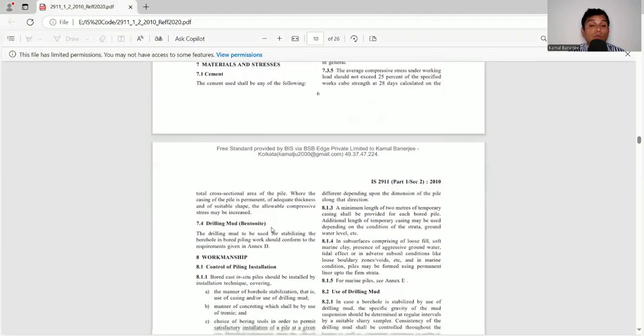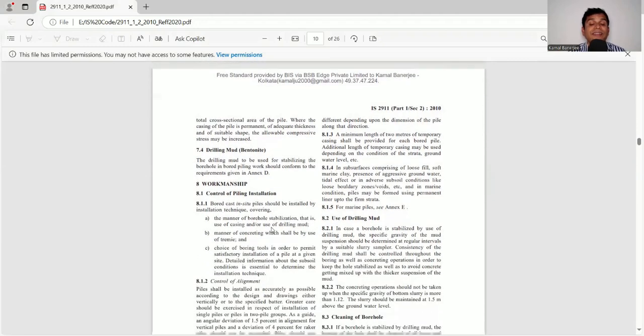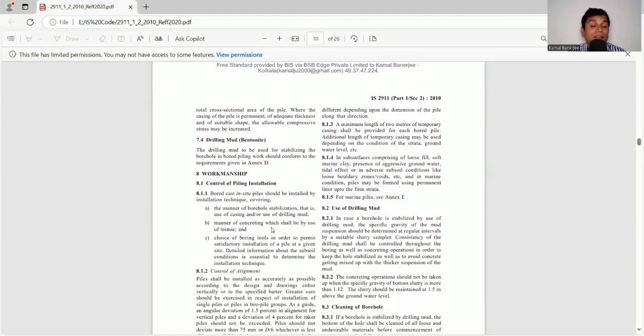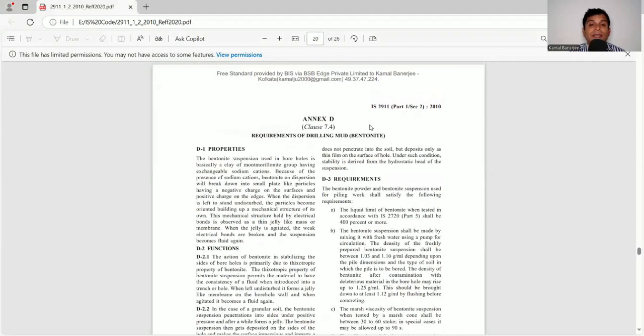Then drilling mud, it is very important. Drilling mud, that is bentonite. The drilling mud to be used for stabilizing the borehole in bored piling should conform to the requirements given in Annexure D. Now we need to go to Annexure D. In Annexure D, we need to check what it is saying. In Annex D, you can see what the requirement is.